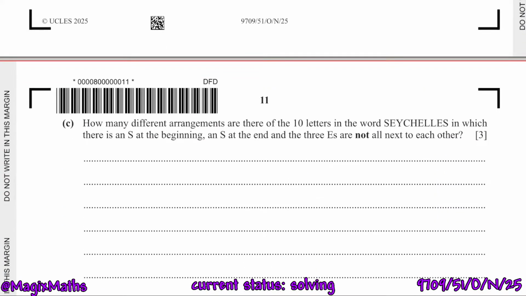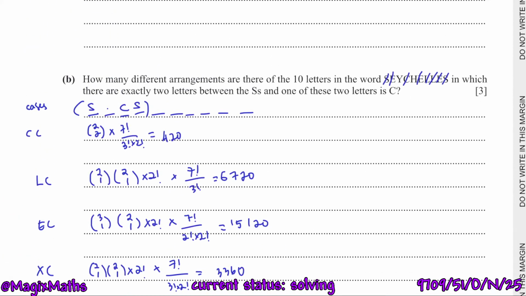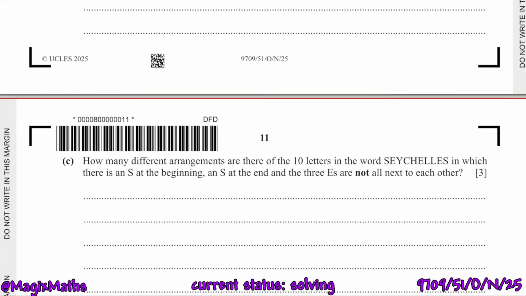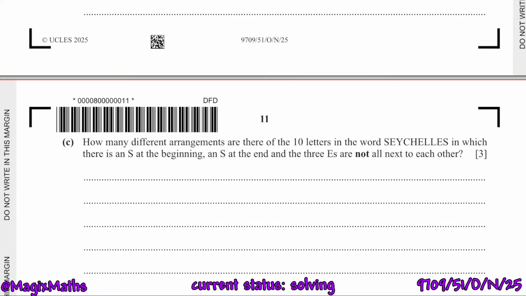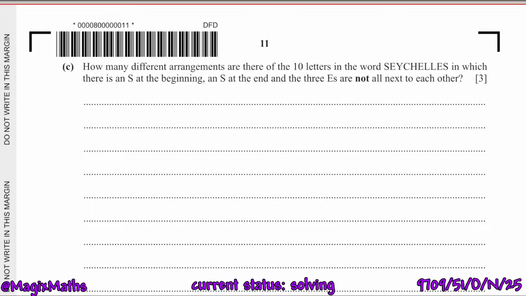Okay, how many different arrangements are there? Of the 10 letters in which there's an S at the beginning, an S at the end, and the 3 E's are not all next to each other. So, let's think of this.